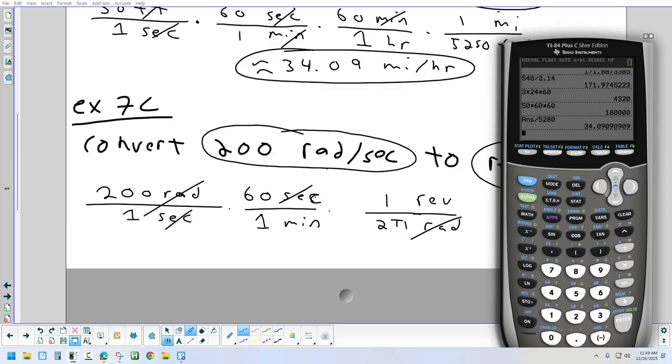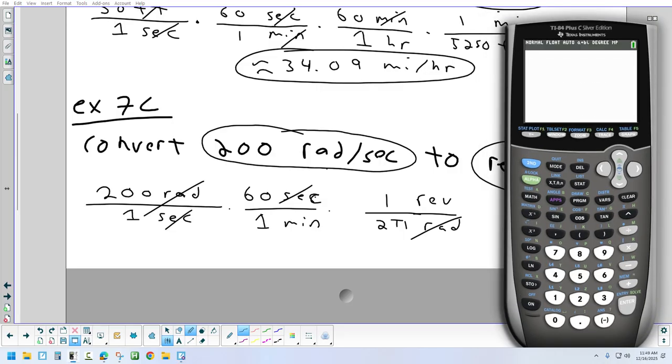Be careful though, you do need parentheses in this one. 200 times 60. You don't need it in the top. Where you do need it is the bottom, when you divide by 2 pi. That's the correct answer. If you don't put parentheses, you're going to get this. That's definitely not the same answer.